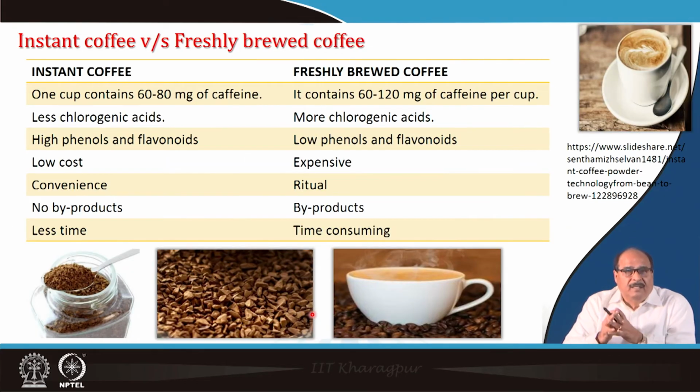Okay. In this slide, I have given just a comparison between the instant coffee, which I have taken from the literature, and the freshly brewed coffee. One cup of the instant coffee contains about 60 to 80 milligram of caffeine. It has less chlorogenic acid, high phenol and flavonoids. It of course has low cost, and convenience is the key advantage of this. There are no byproducts and less time is required in its manufacturing and production. Whereas the freshly brewed coffee contains 60 to 120 milligram of caffeine per cup, more chlorogenic acid, low phenols and flavonoids.